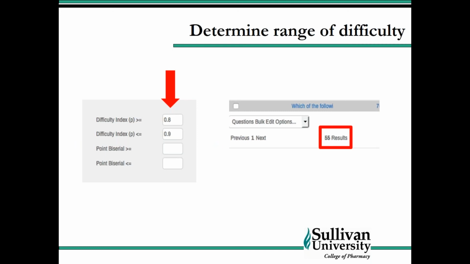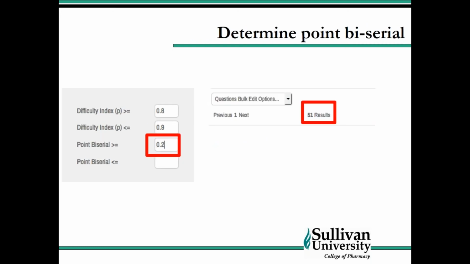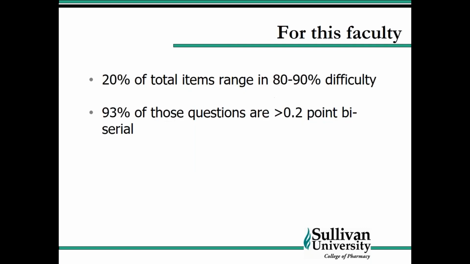And then I added the component of what I wanted the point biserial to be. So in this case, I said I wanted it to be greater than 0.2, which is kind of our minimum. And there were 51 results out of that. So for this faculty member, 20% of the total items that they wrote range in the 0.8 to 0.9 difficulty level. And then 93% of those questions had a greater than 0.2 point biserial. And then I was able to create the charts that you saw.